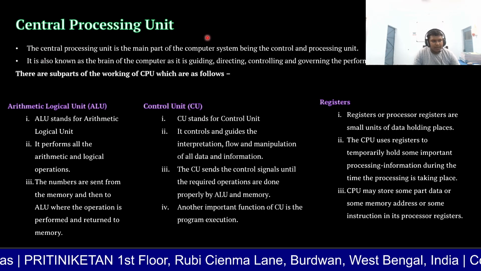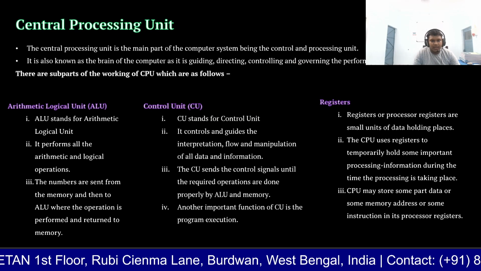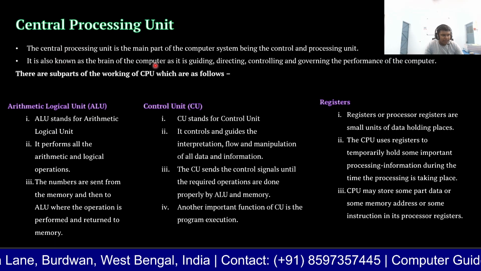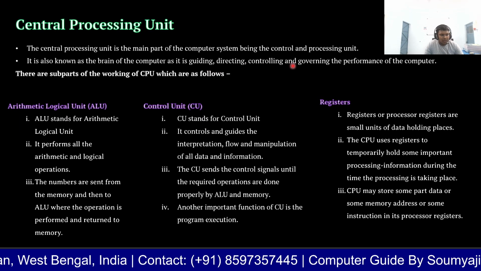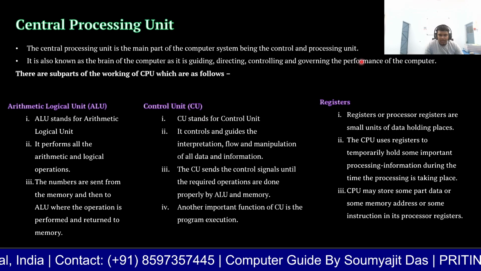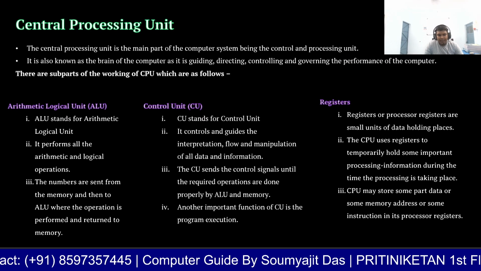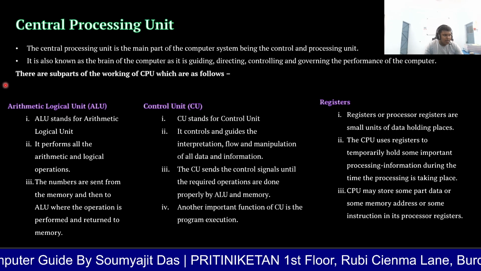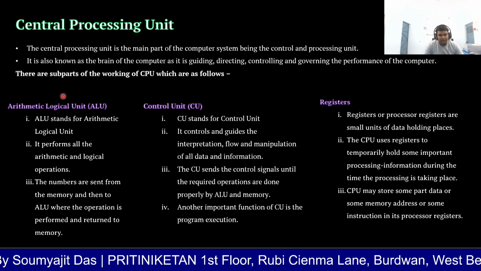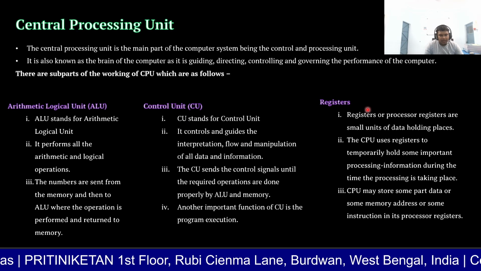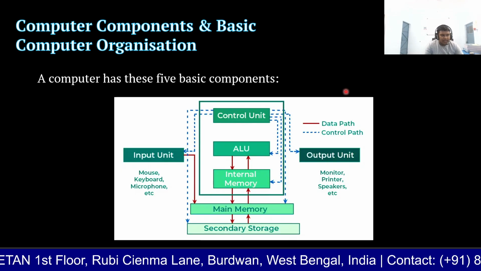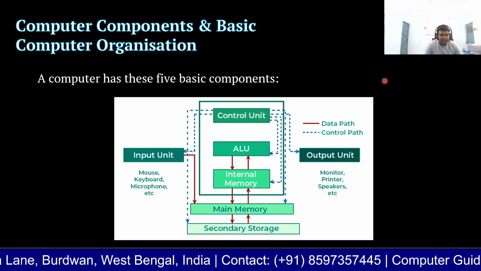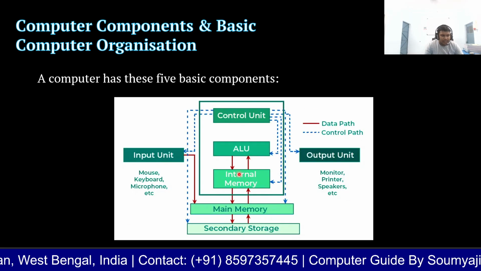Next, we have the central processing unit. The central processing unit is the main part of the system. It is also known as the brain of the computer, as it guides, directs, controls, and governs the functions of a computer. It helps to do many of the works easily. The CPU has three main subparts. As shown in the previous diagram, you can see that the diagram has three different parts: the control unit, the arithmetic logical unit, and internal memory.